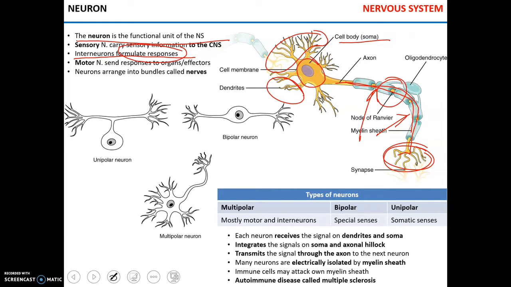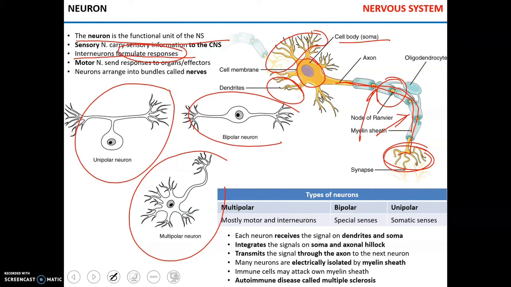Structurally, neurons can be classified in three categories: multipolar, bipolar, and unipolar. Multipolar neurons are mostly interneurons and also motor neurons. Bipolar neurons are mostly responsible for the special senses, picking up the signals from eyes and ears. And unipolar neurons are usually responsible for transmitting somatic sensations such as temperature, pain, or vibration.